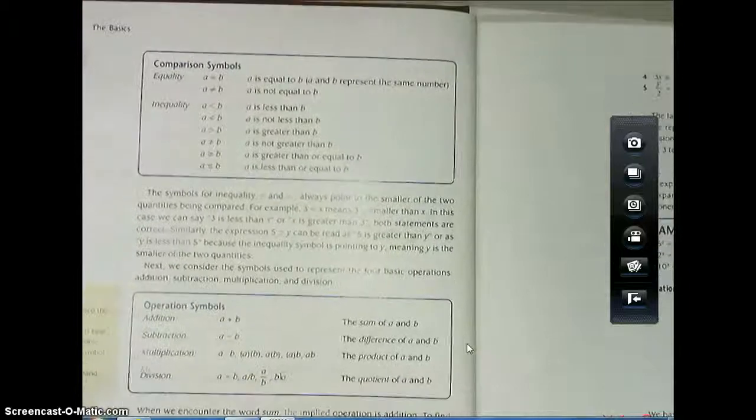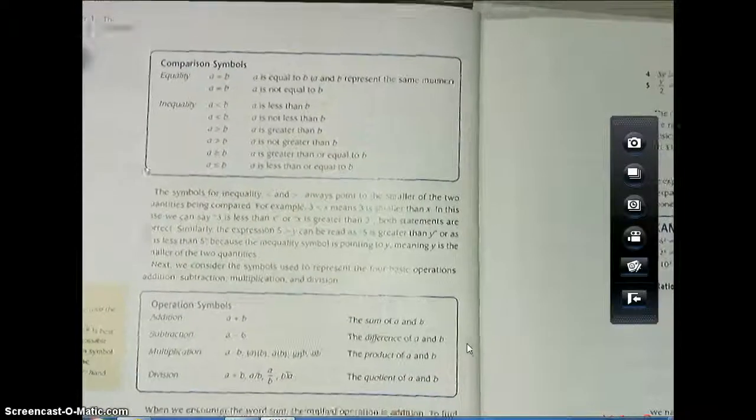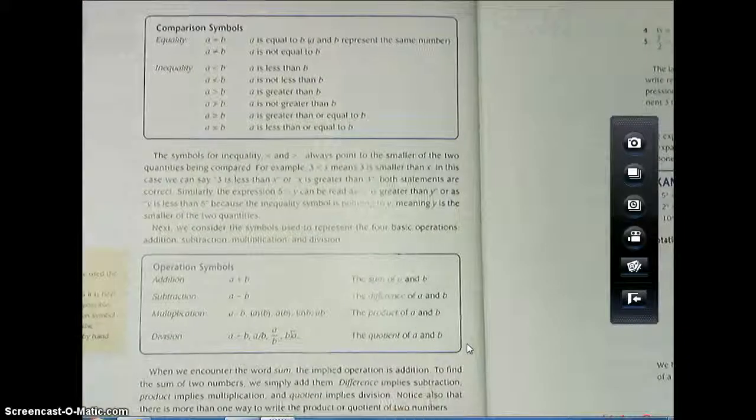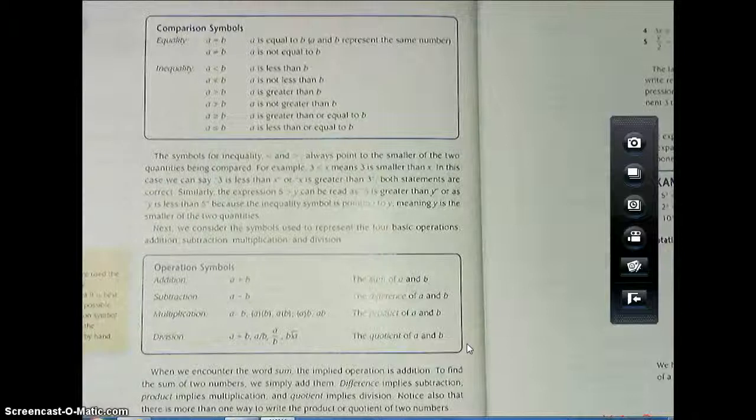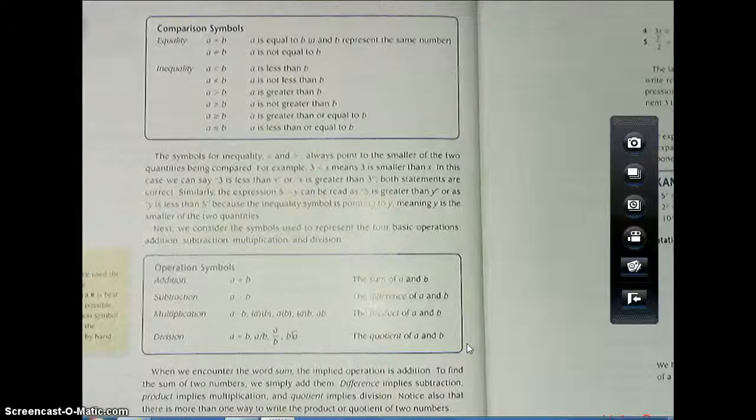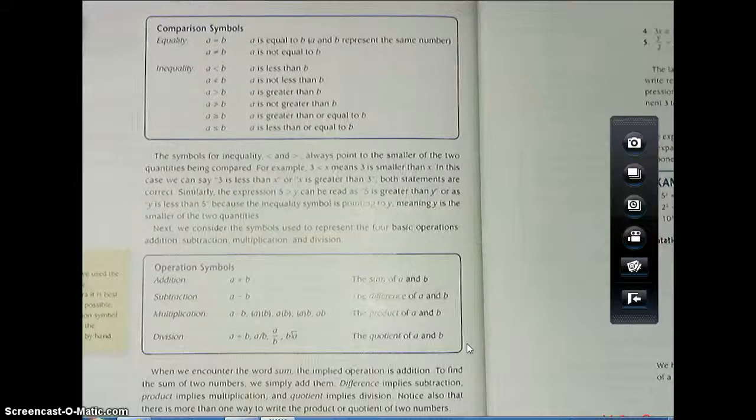As you move on, though, in the next page, they've got this chart, and this is something that you need to make sure that you're completely familiar with. I was surprised last year at the amount of seniors who struggled with remembering what was less than, what was greater than. A lot of people didn't know what the not equal to sign was. So just go over this chart, make sure that you have this completely 100% memorized.